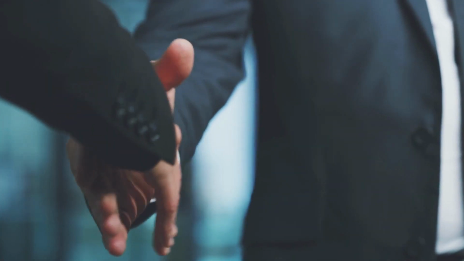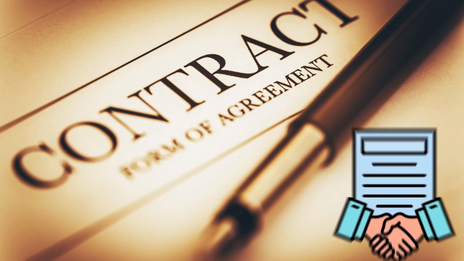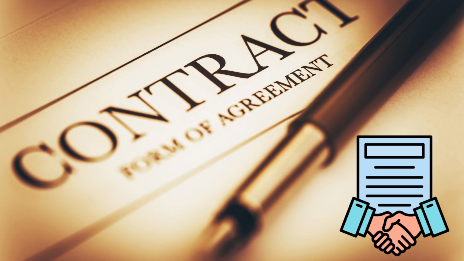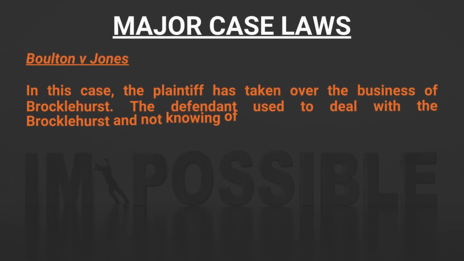So the relationship of the parties must establish the consensus part, consensus ad idem. That means they must think in the same manner, at the same time, with the same intention of creating the contract and performing the obligations. So I would like to throw light on major case laws, where the first case is Bolton versus Jones.